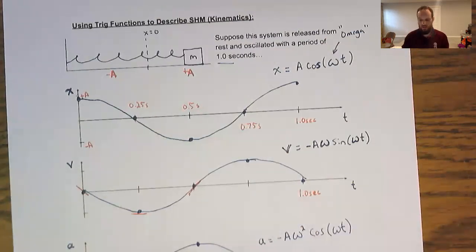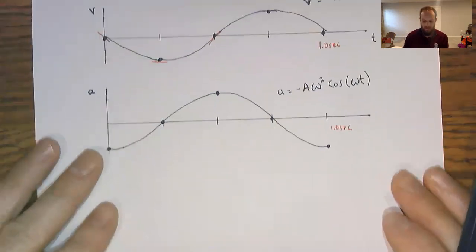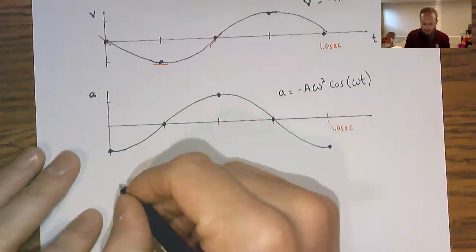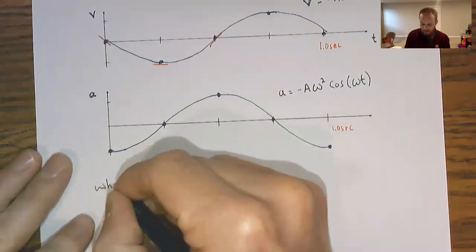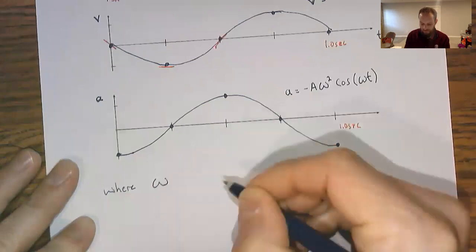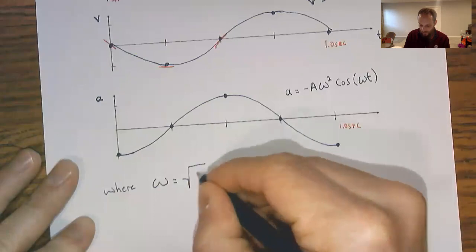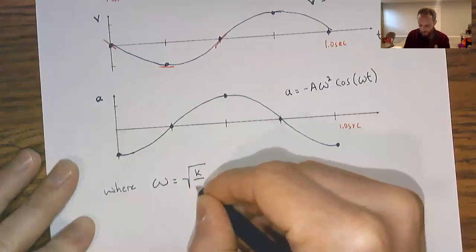The rate at which a spring mass system oscillates depends on the stiffness of the spring and the mass that's oscillating. So I'm going to go ahead and define, and you should put this on your 3x5 card. You're going to need this. Omega is going to be equal to the square root of k over m.